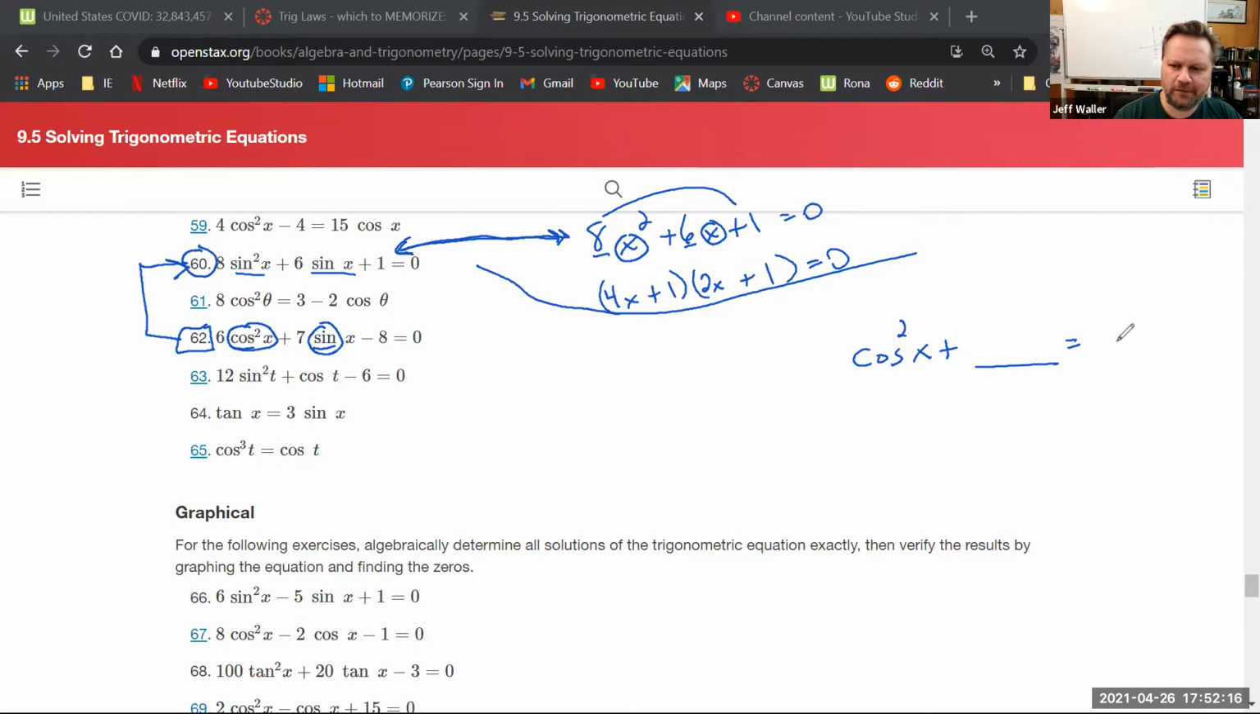Do you know what's the first trig identity that we really talked about? The first trig identity, the Pythagorean identity. What is it? Sine squared plus cosine squared equals 1. Okay. So that means cosine squared equals, solve it for this, because that's what I want to replace, right? 1 minus sine squared.